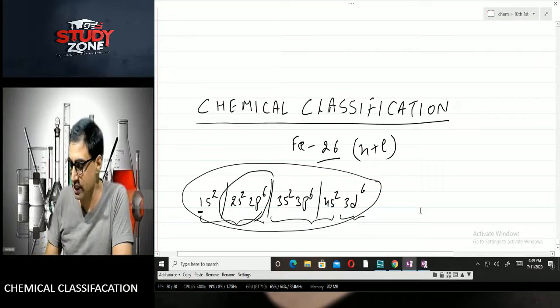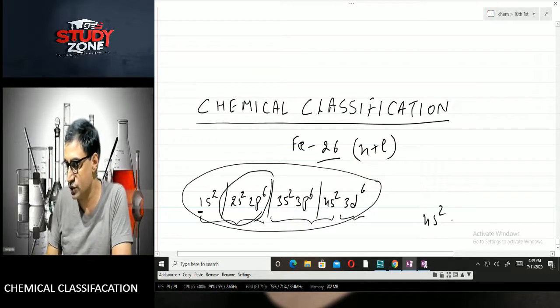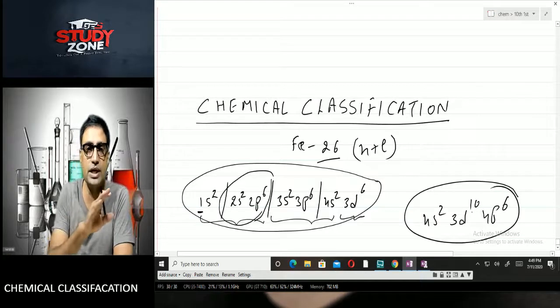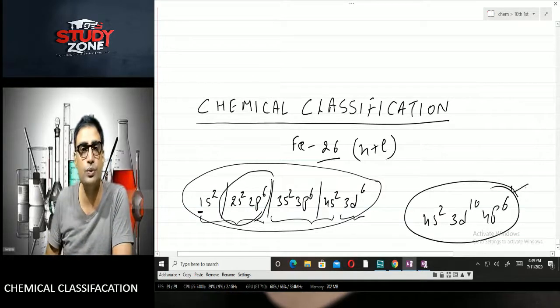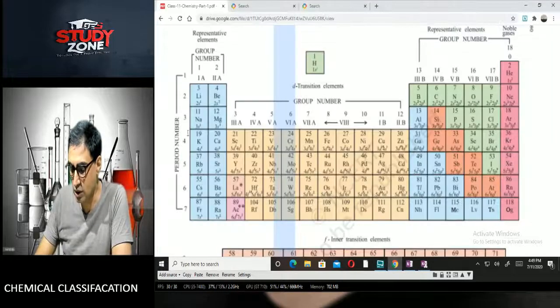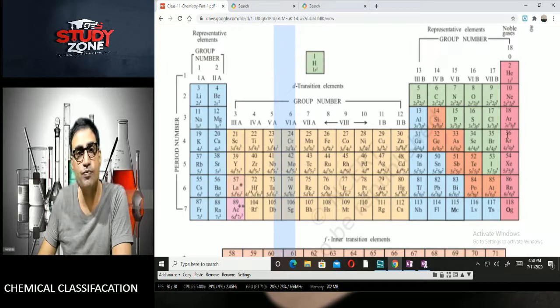Well, what you generally write is 4s2, 3d10, 4p6. This is how you can write it, in case you want to fill this fourth shell completely. Then this is the electronic configuration you'll use. So let us have a look at the periodic table. The fourth period has got 4s, then it has got 3d, then it has got 4p.